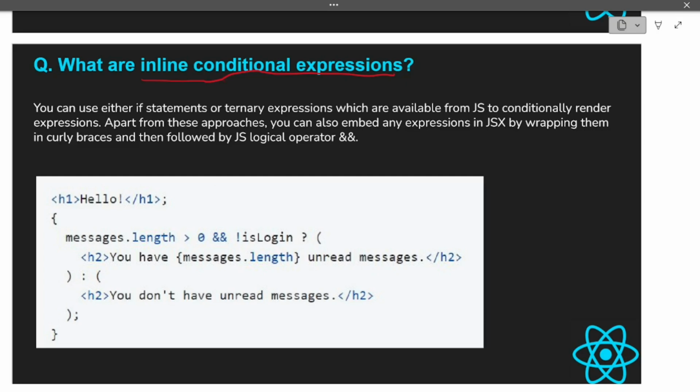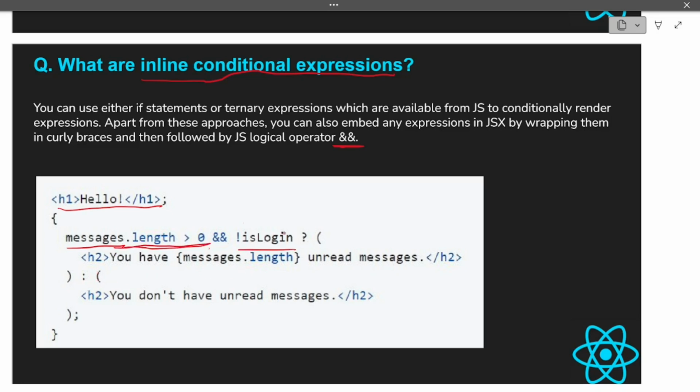You can either use if statements or ternary expressions, which are available from JavaScript, to conditionally render expressions. Apart from these approaches, you can also embed any expression in JSX by wrapping it in curly braces followed by the JS logical operator &&. So for example, in this case we first have a heading Hello, and then we have messages. We are checking if messages.length is greater than 0, then only the further code should get executed. If this part is true, then only the further code will be executed.